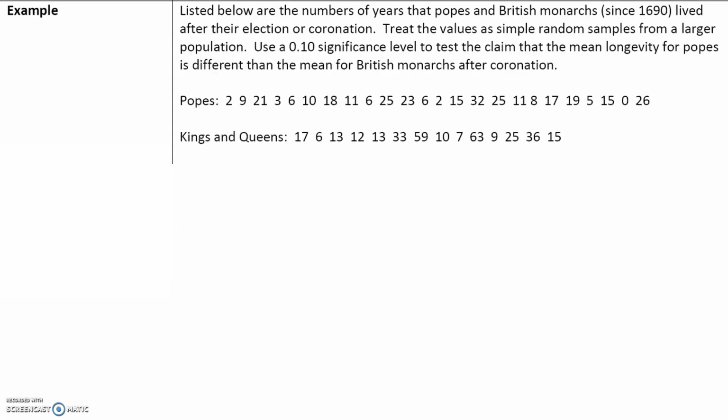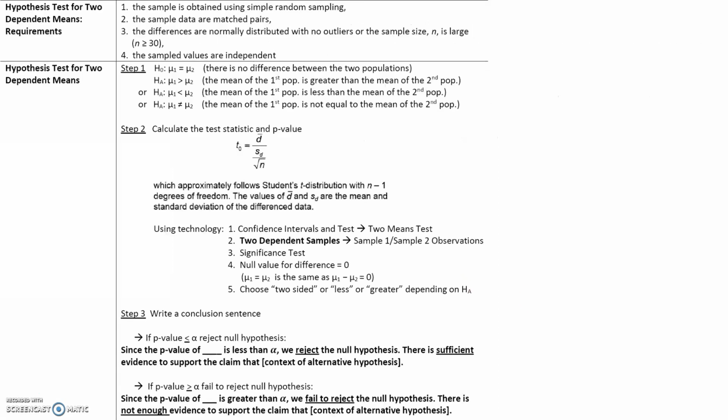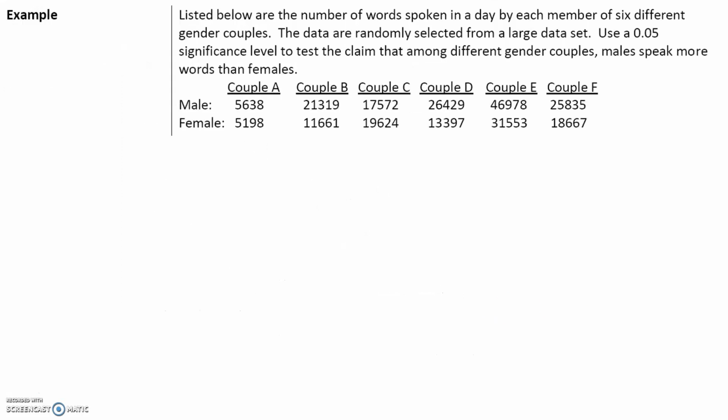The next example we will talk about in class. Now, for hypothesis testing for two dependent means, it's the same basic steps. Listed below are the number of words spoken in a day by each member of 6 different gender couples. The data are randomly chosen from a large data set. Use a 0.05 significance level to test the claim that among different gender couples, males speak more words than females.